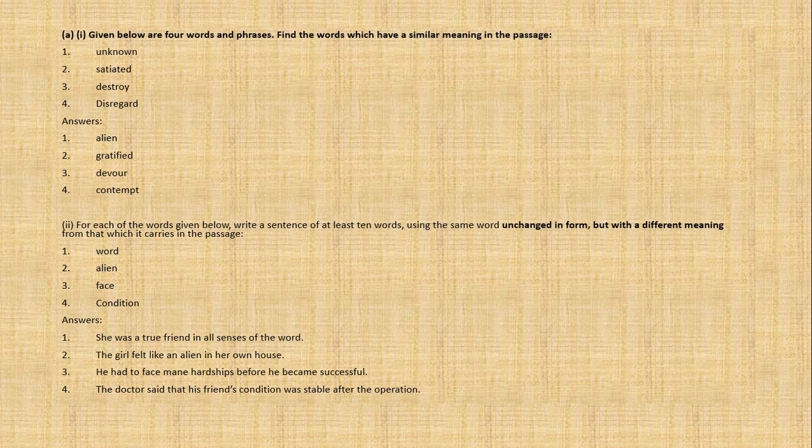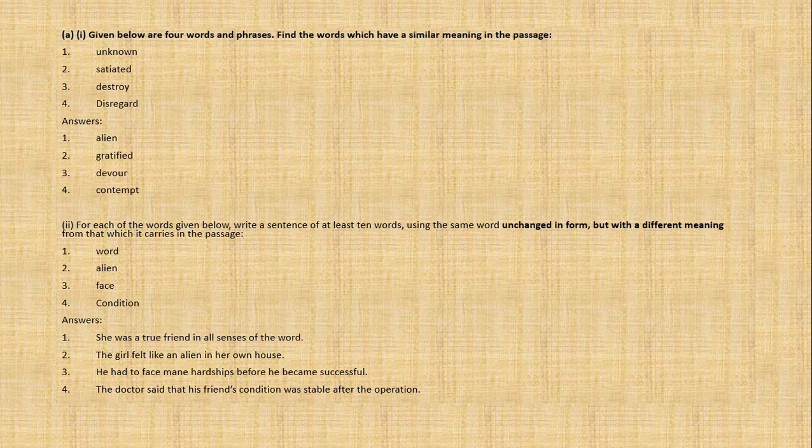Now, next one is alien. The girl felt like an alien in her own house. Look, now here alien is not unknown. In this sentence, alien is not unknown, right? So you see it is not changed. It is not changed in form and it has a different meaning as well.